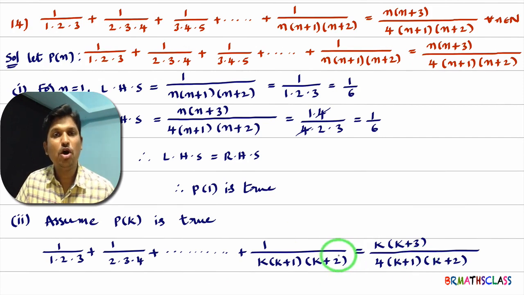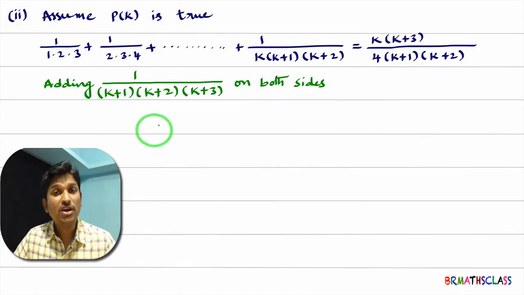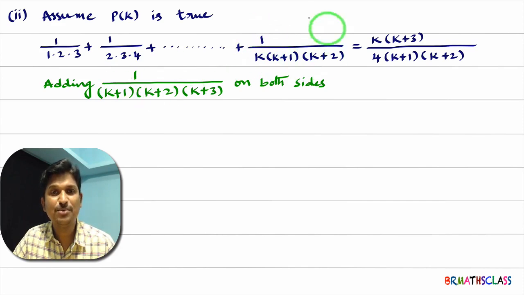After this step, in almost all the problems, we will add a term on both sides. How to get that term? You look here. In this kth term of P of k, wherever k is there you write k plus 1. What term to add on both sides? In place of k, in this term, you write k plus 1.